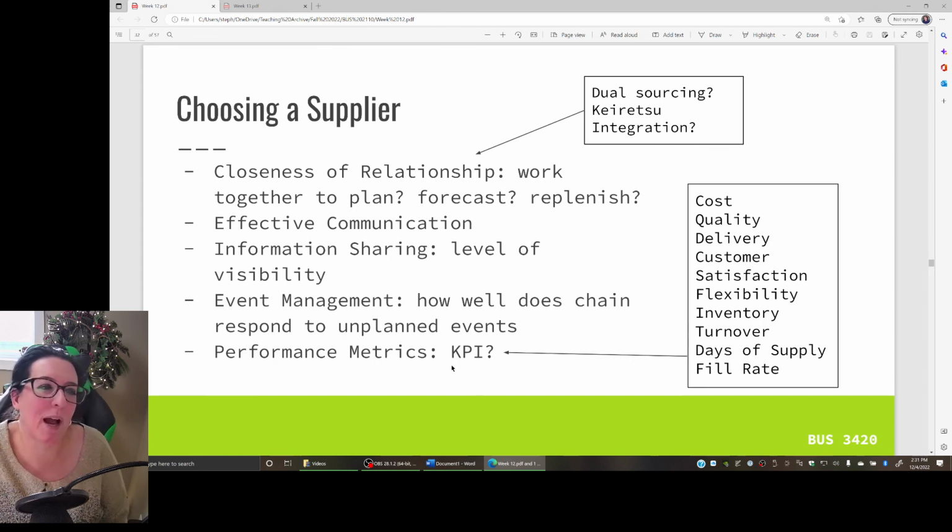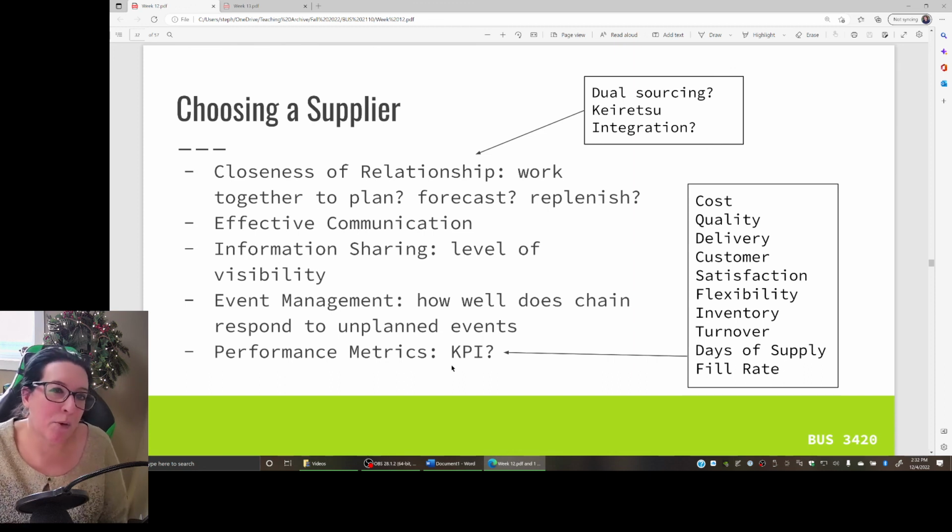And then when you're choosing a supplier, we want to look at event management. So event management is how well your overall chain, the whole supply chain, responds to unplanned events. So if there's a unique issue, for example, supply chain disruptions because there's not enough truckers or there's not enough shipping containers, and so items can't get moved across the ocean, how well does your overall supply chain deal with that unplanned or unique event? So not just one company within the supply chain, but how responsive is that whole supply chain to something that's unplanned? How well do the partners in the supply chain work together?